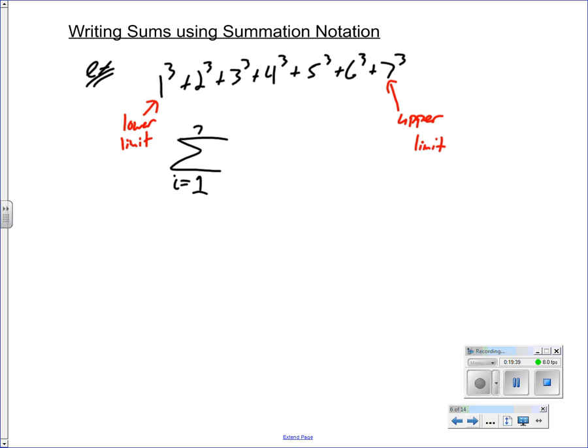And next we need to look at what the rule is. The general term is we take n for this sequence and raise it to the third power. Whatever term number it is, we cube it. So writing this in sum notation, my index is I, so the sum of I to the third from 1 to 7. So that's how we would write that using our sum notation. You see it's a lot more compact than having to write out all 7 terms.